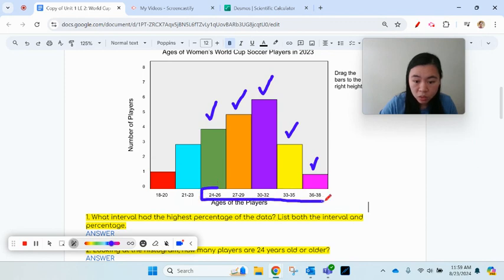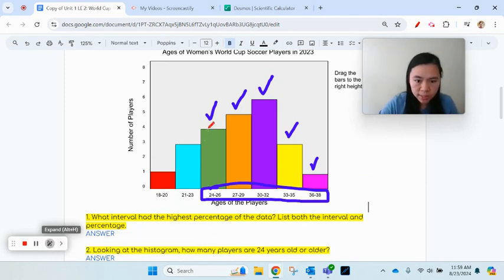All of these ages are greater than 24 years old. The only 2 bars that you don't want to include are between 18 and 23. That is not older than 24. Okay, so it says how many players. So we just need to add up these bars.